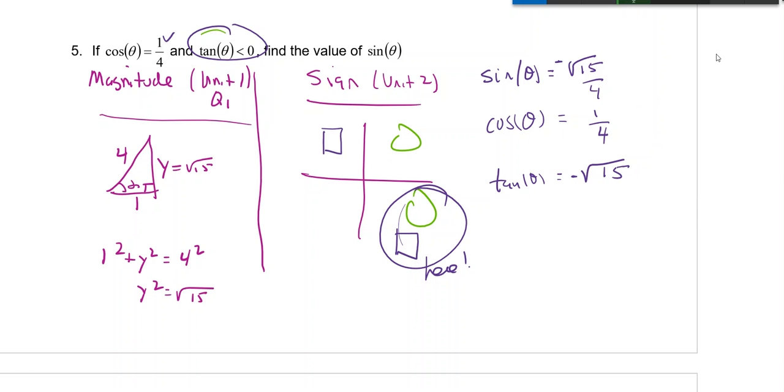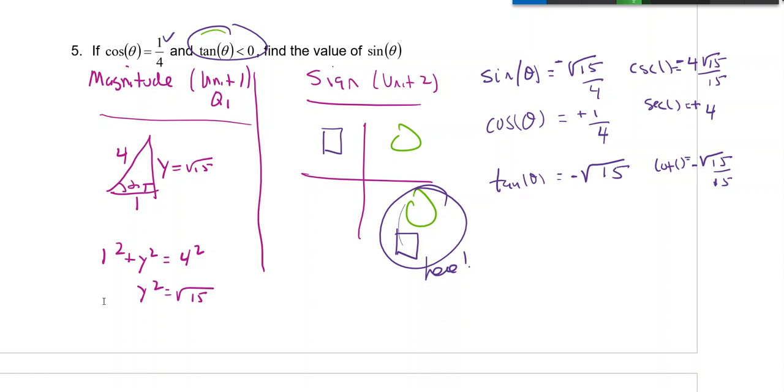Then we look at reciprocals. This one, when we flip, is going to be 4 over root 15, which rationalizes to 4 root 15 over 15. This one's just 4. And this one rationalizes, 1 over root 15 is the same as root 15 over 15. The sine is negative, so these are both positive, and this one is negative. This one's the cosecant, this one's the secant, this one's the cotangent. And again, I'm going to leave the parentheses of the value out here.